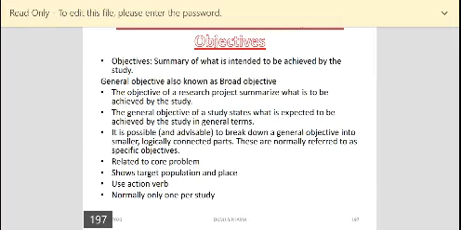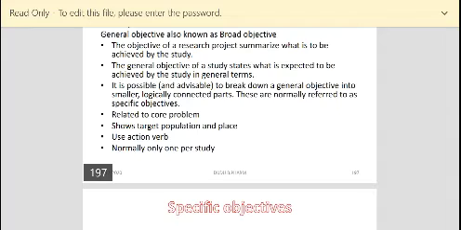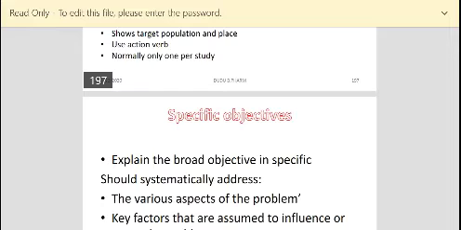You study broad objectives, you narrow them. And when the broad objectives are narrowed, we get specific objectives. That's why I say it is possible and advisable to break down the general objectives into smaller, logically connected parts. These are normally referred to as specific objectives. Specific objectives are related to the core problem, show the targeted population and place, and use an action verb.